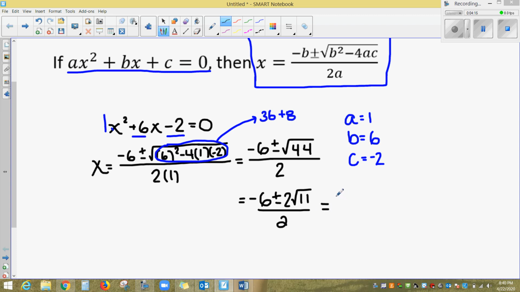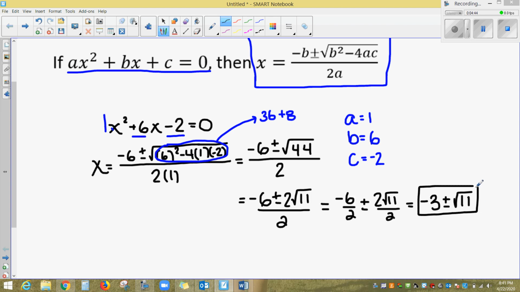Now from here we always want to leave our fraction in lowest terms if it's not already. I have a 2 on the bottom and I have a 6 and a 2 up here, which means I have a common factor of 2 that I can take out of all the pieces. Or if you'd rather look at it as 2 separate fractions, we can take each piece divided by 2 and then reduce. Okay. The 2's go away and we're left with -3 plus or minus the square root of 11.